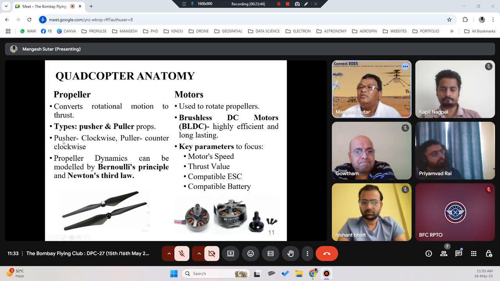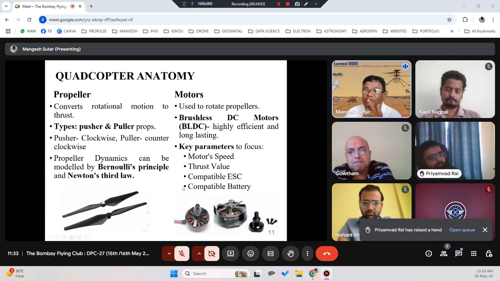Now, pusher is clockwise, puller is counterclockwise. That means a lot of the time you will see, if you look at the picture of propellers over here, these are two types of propellers. Can you make out the difference? Use your Bernoulli principle over here. Yes, Priyan.